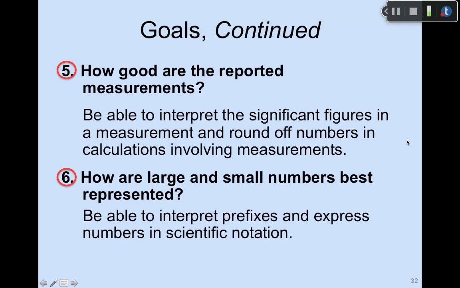So that's as much as I need to give you for today. We will look at things about significant digits and such next time.